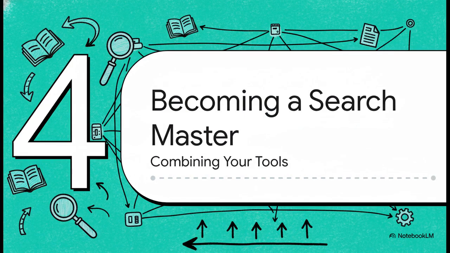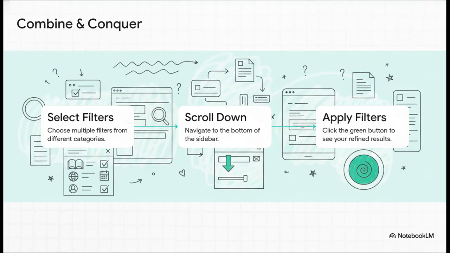Okay, so you know the individual tools now. You're ready for the final step, combining them. This is where you go from just finding stuff to strategically building the perfect list of sources. So let's try a real power user move. Let's say you need a peer-reviewed article about feminism in Anne of Green Gables that was published after 2010. You'd go to the sidebar, check peer-reviewed journals, then maybe find feminist criticism in the subject filter, and then set the creation date. You're stacking multiple filters. Then you scroll down and hit that one beautiful green Apply Filters button.